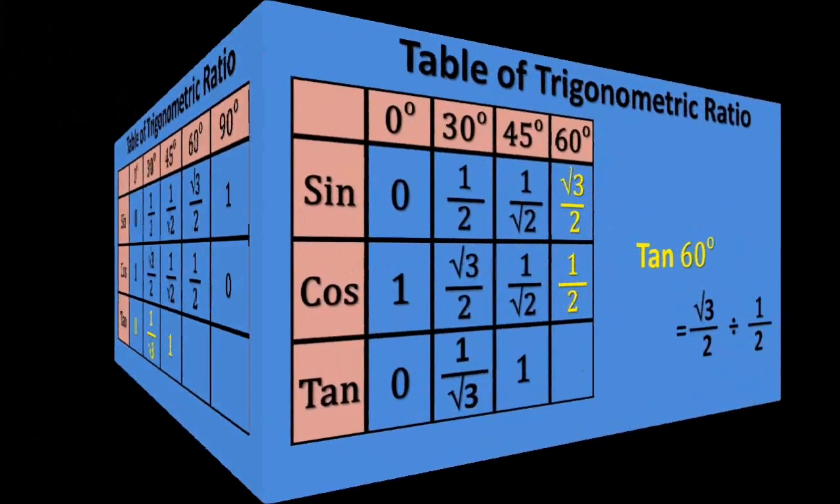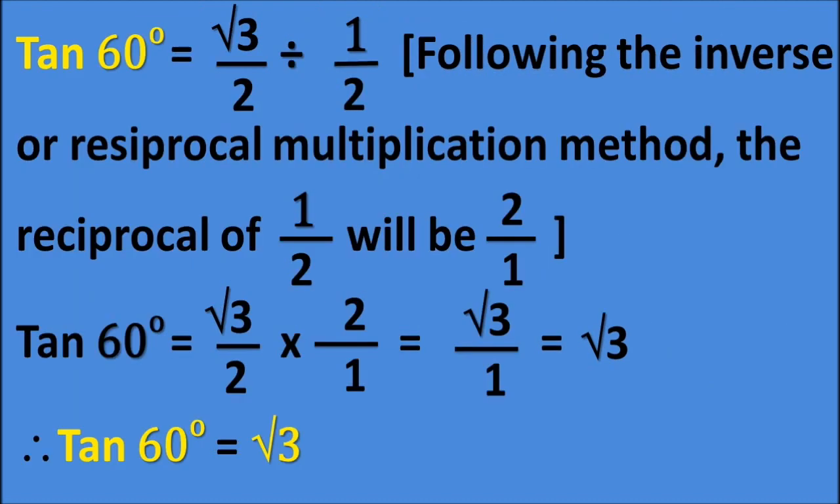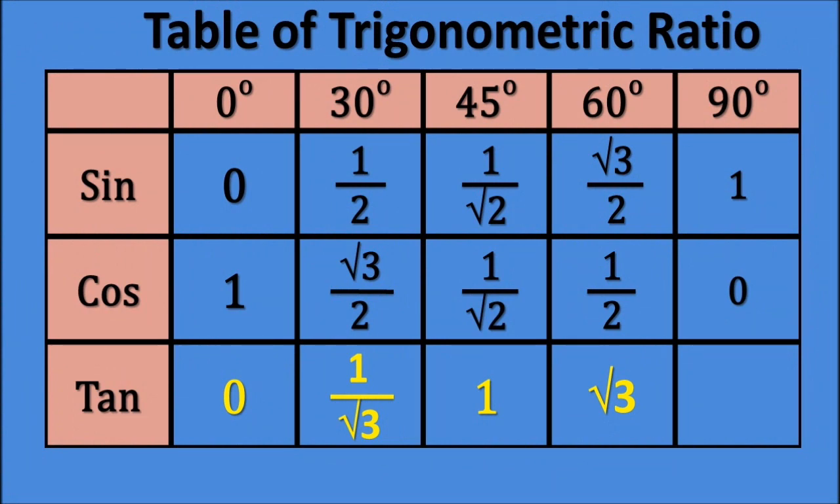Next, tan 60 degree is equal to root 3 by 2 divided by 1 by 2, which is equal to root 3 by 2 into 2 by 1. 2 and 2 will get cut out. So we get root 3 by 1. That is root 3. Therefore, tan 60 degree is equal to root 3.